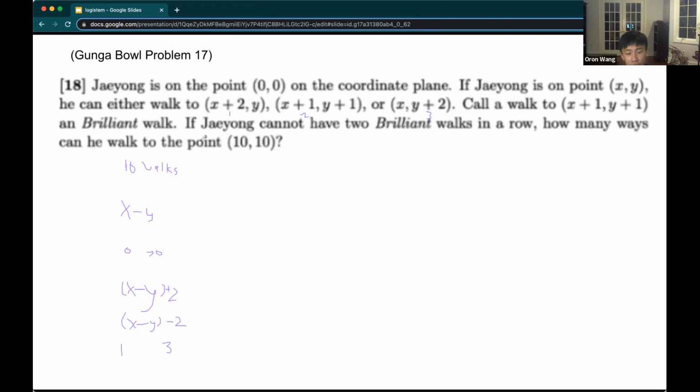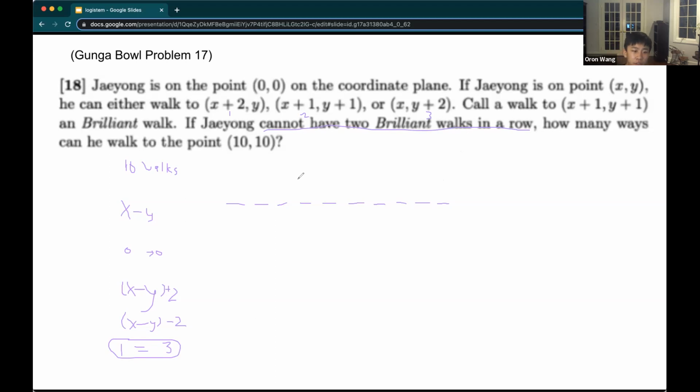So basically, you can represent his sequence of walks by a 10-digit string of numbers. Each number is 1, 2, or 3, such that the number of 1s and 3s are the same. And there are no 2s in a row. Since the number of 1s and 3s are the same, the total number of 1s and 3s has to be even. 10 is even, so their difference, which is the number of 2s, is also even. And we can do casework on the number of 2s to solve this.